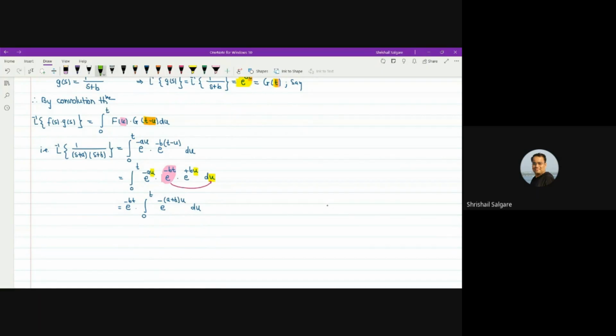So these two terms I am collecting together. Base is the same, addition of the power. So further it can be written as e to the power minus bt into, yes, can anyone tell me the integral of this term? After integration, you have to substitute limits, not t, it is u, because integration is with respect to u. So finally you have to substitute u equal to 0 to t.